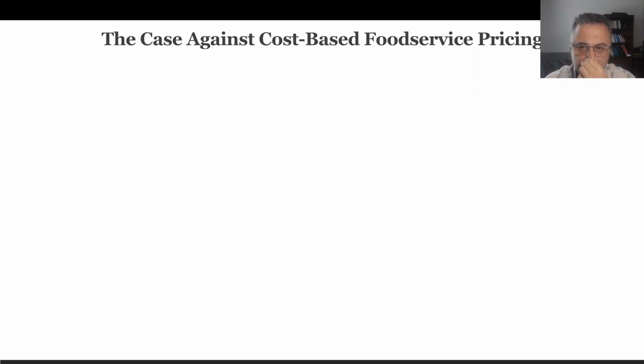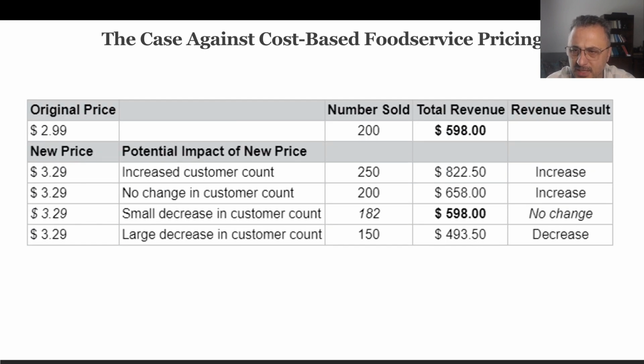Now let us follow the example from the book. The coffee shop sells pastries for $2.99, but the cost of the ingredients increased, and assuming you follow cost-based pricing, you should also increase the price, right? Because you're following your cost increase, your price is going to increase. You are following cost-based pricing. In this example, to $3.29.